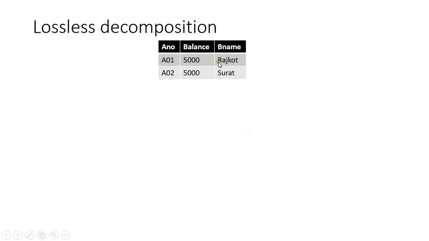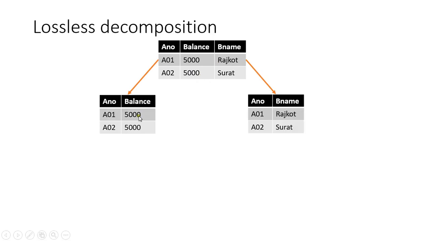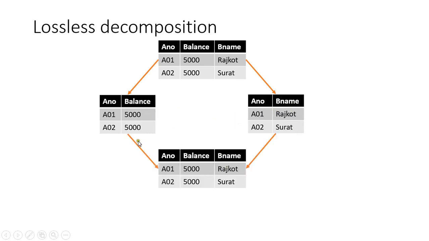We have decomposed the above table in such a way that we have account number and balance, and account number and branch name. If we perform the join on both tables, we get the same data which we had before the decomposition. Same as the original table, no extra records are found. That is called lossless decomposition. We have not lost any data, and we didn't get any extra data. We got the same data which we had before the decomposition. So this is called lossless decomposition.